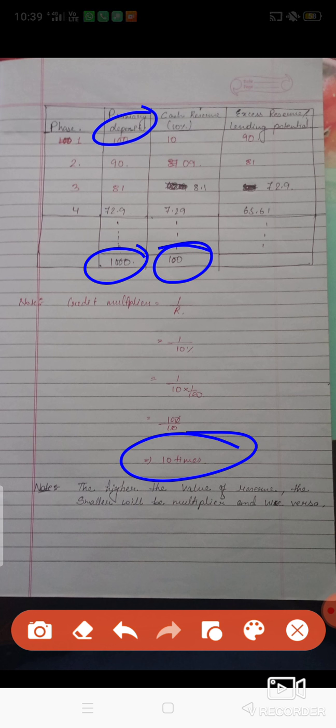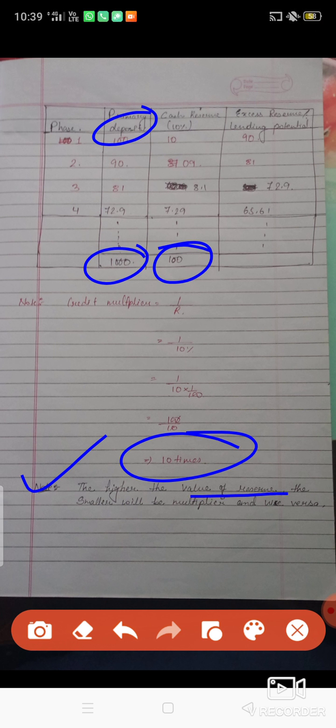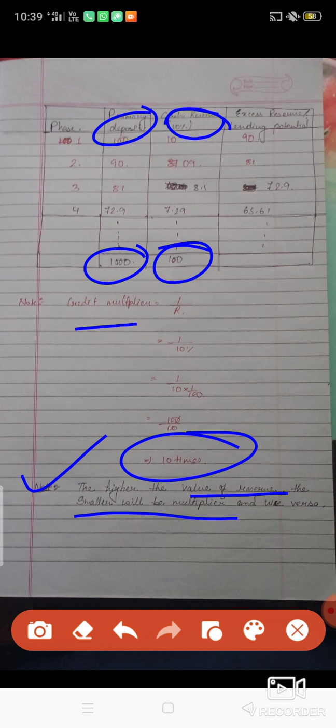So here one thing you have to remember: the higher the reserve ratio, the smaller will be the multiplier. If the reserve ratio is higher, the multiplier will be less. If the reserve ratio is less, the multiplier will be higher.